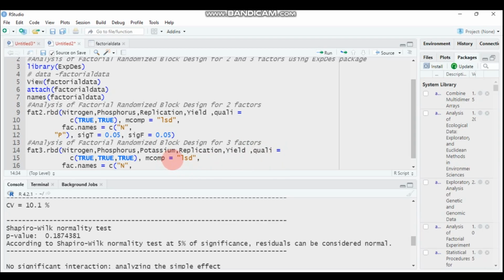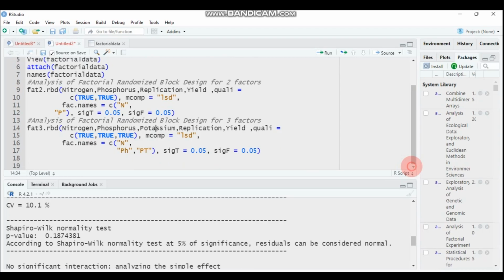For the multiple comparison test, again, I'm using ExpDes, but you can use whichever you prefer. Then the other thing that you are going to change is the factorial names. For example, nitrogen is N, phosphorus is P, and potassium is K. You can change these names either in short form or on a unit basis. For example, nitrogen at 150 kilograms per hectare, or in tons per hectare. So type this and submit to RStudio.